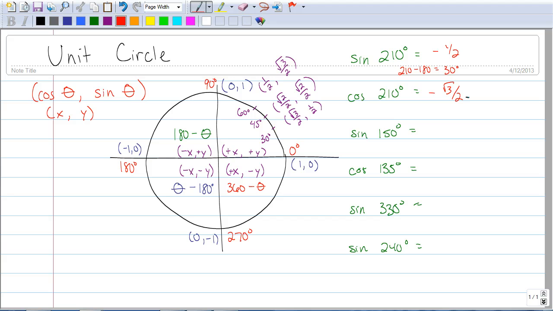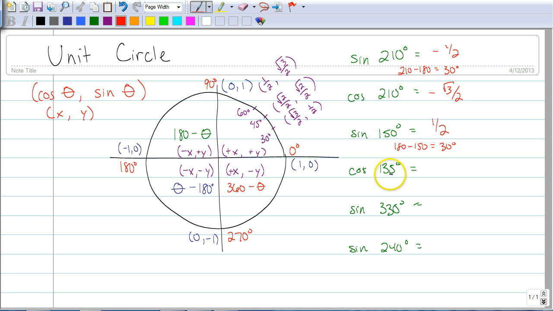Let's try another one. 150 degrees. 150 degrees is in quadrant 2. That's less than 180 degrees, so I'm going to take 180 minus that angle to figure out how it relates to an angle in quadrant 1. 180 minus 150 is 30. So this relates to a 30 degree angle. But first, we want to remember to look to see if it's going to be positive or negative. Sine of an angle in quadrant 2 is going to be positive, so it's going to be a positive answer. Look over here, find my 30 degree angle. It corresponds to the 30 degree angle, and the sine of 30 is 1/2, so this would be a positive 1/2.